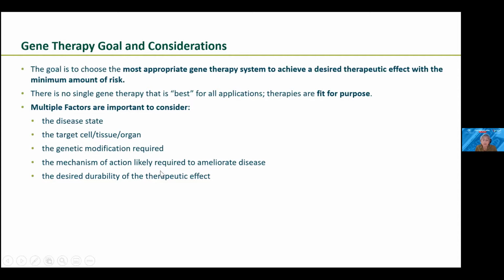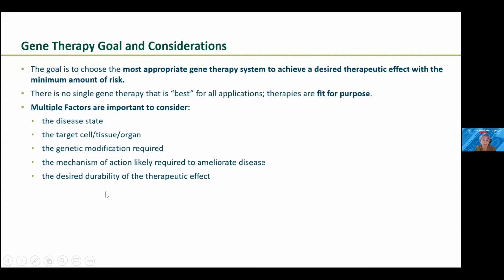And the mechanism of action that's likely required to ameliorate disease. So are we looking to overexpress a protein, or do we need physiologic expression? This would also really go into our decision on the type of gene therapy. And lastly, how long do we want to have the desired durability of the therapeutic effect? And you can imagine with monogenic disease, you would like a very durable effect. Or perhaps with a cancer state, it does not need to be durable.